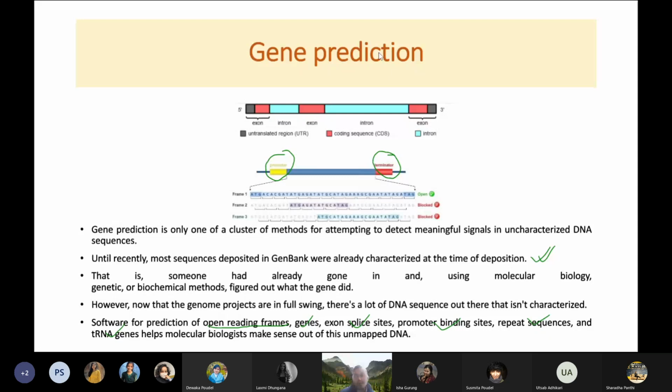I mentioned earlier that there are around 20,000 to 25,000 genes in the human genome. This is a prediction, right? As you can see, there is a big range, a big uncertainty of about 5,000. So why is that?